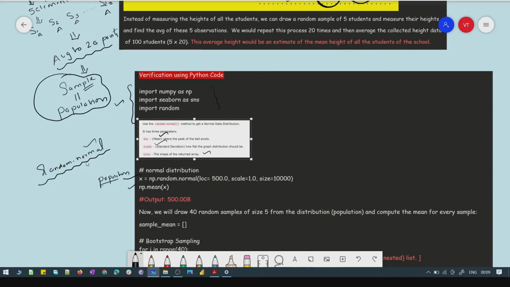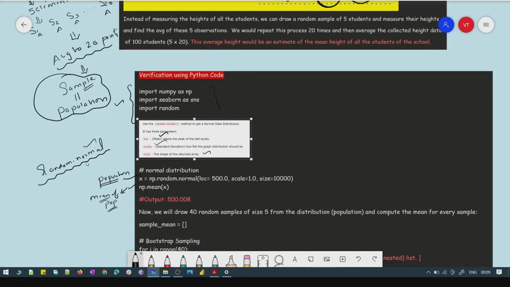Okay, so this line talks about the population, and I'm finding the mean of my population over here. This is the mean of the population that I have found, and the mean value comes to 500.008. Let me again refresh. Sorry that I'm repeating again for you guys, so that you don't have any kind of doubts.